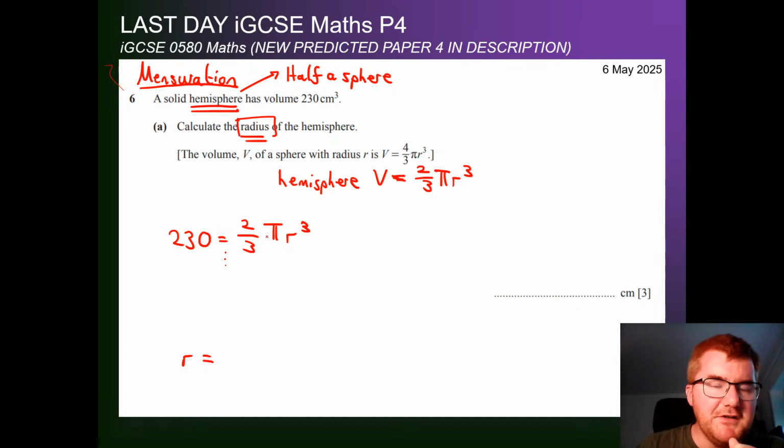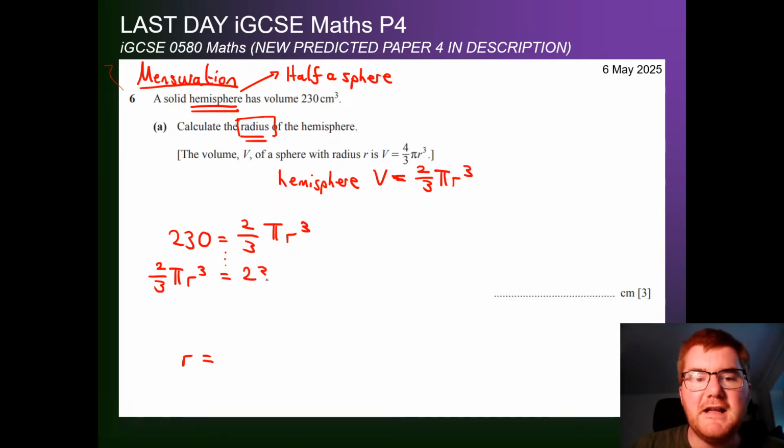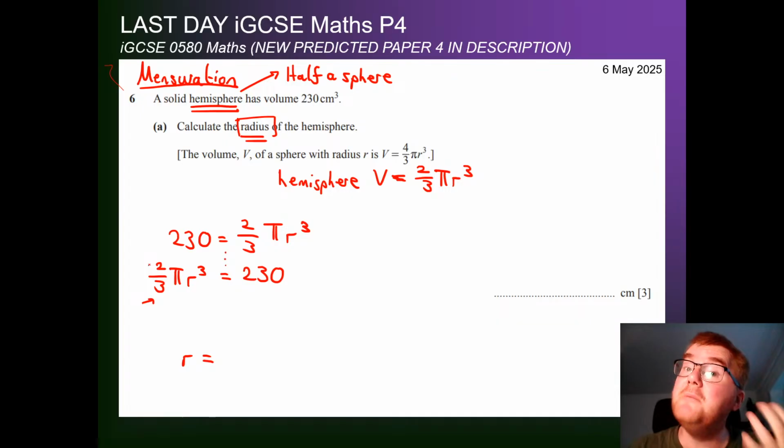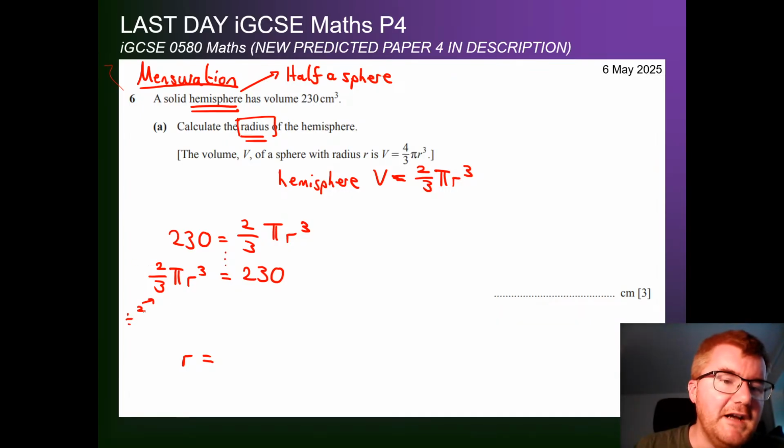Okay, so the way that we do this, I'm just looking at the chat at the same time, is work backwards. Generally, before I do anything here, I'm just going to flip the equation so r is on the left-hand side. And then we can go, well, I've got a times 2/3 pi here. What's the opposite of timesing by 2/3 pi? Well, dividing by 2/3 pi on both sides.